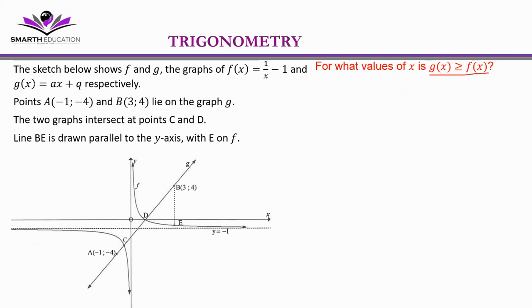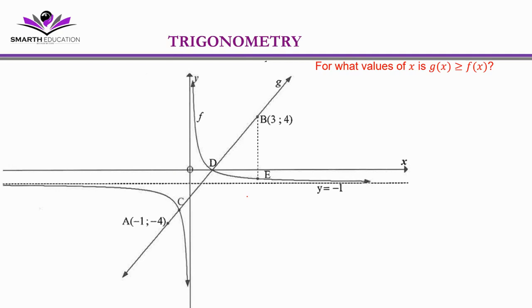Right, in the previous video tutorials we found the value of a and q here, and then we found that g of x is equal to 2x minus 2, and then we also found that the x coordinate of C is negative 1 over 2, and the x coordinate of D is 1. So we have to use that when answering this question. We want to find where g of x is greater than or equal to f of x.